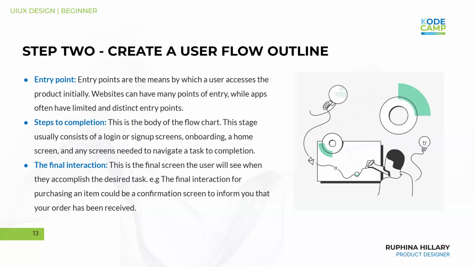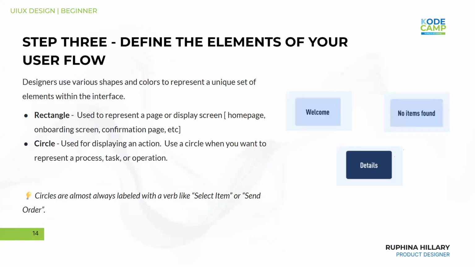Look, this could be as simple as the confirmation screen to inform your user that your order has been received. So these are the three outlines you should be thinking of when creating a user flow outline. Then the third step now is that we have thought about the user flow. Now we have the user flow outlined.